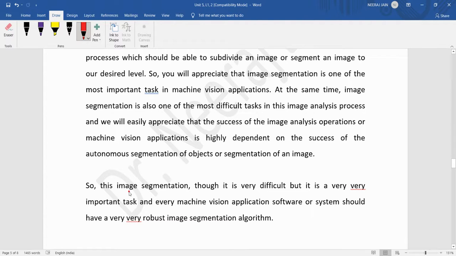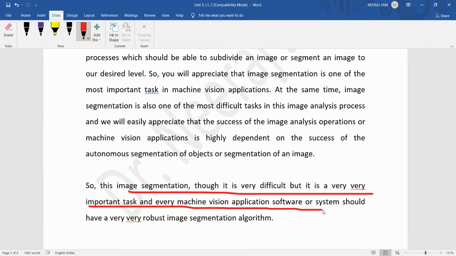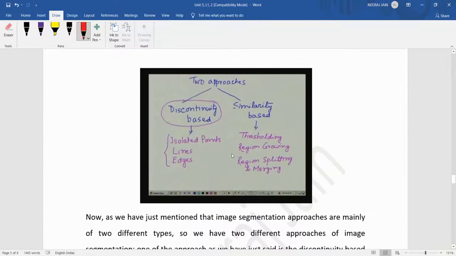So we can say image segmentation is a very difficult but very important task, and every machine vision application software or system should have a very robust image segmentation algorithm. Now we can divide the image segmentation approach into two types. First is the discontinuity based approach, second is the similarity based approach.